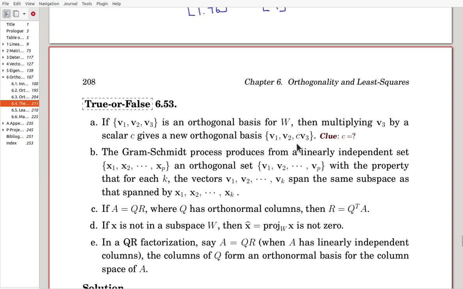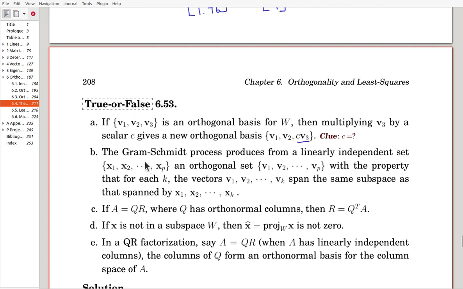But the problem is, it is saying a scalar. Once the scalar is 0, then the vector must be 0, so it cannot be a basis. Right? So once c is 0, it has a problem. So the given statement is wrong.